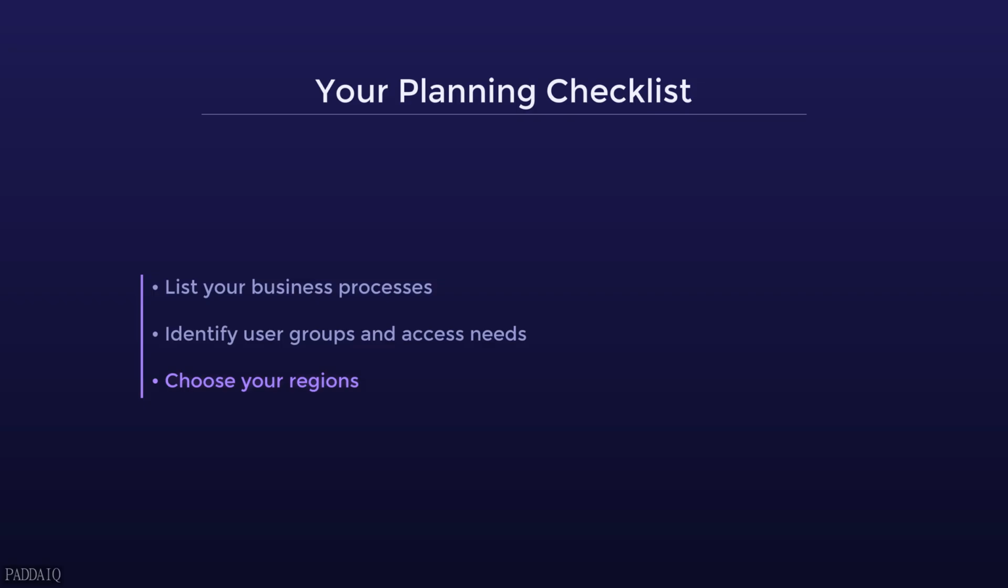Choose your regions. This means selecting the geographic data centers where your SAP BTP services will physically run. For example, a company in Europe might choose the Frankfurt region to ensure fast data access for its local users. This foundational decision impacts performance and compliance from the start.